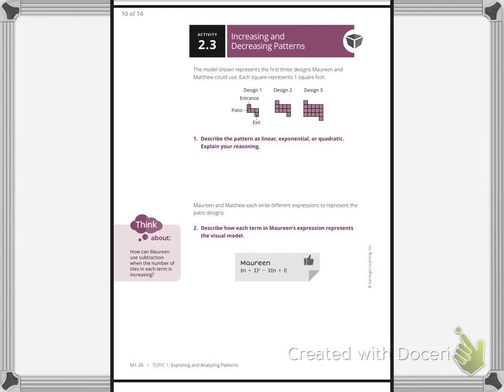All right, 2.3, increasing and decreasing pattern. So describe the pattern as linear, exponential, or quadratic. Explain your reasoning. So you're trying to see different patterns in it that's happening. So one thing I would do is I would add totals. I would see what other shapes it kind of looks like that I can compare it to. So what I'm going to do is I'm going to write my sentences down of a couple of things that I noticed, and then I'm going to talk about it. So I'm going to pause the video and write those down.